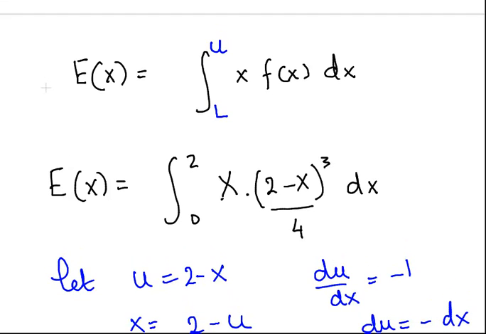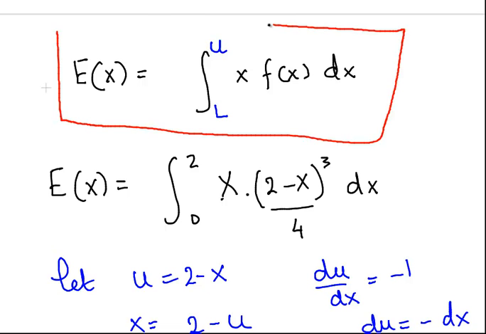Here's the general formula. Depending on whatever the limits are, we have an upper and a lower limit, so I just left them as u and l. In this case, u and l are going to be 2 and 0. The upper limit is 2, the lower limit is 0. What we're going to do here is get the integral of x times f of x with respect to dx.